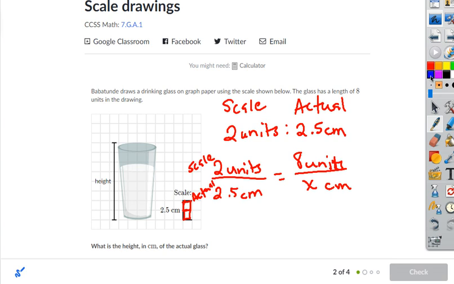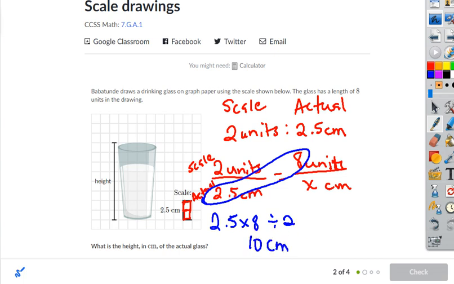So we're going to solve it by cross multiplying 2.5 by 8 and then dividing it by 2. And when you do that math, 2.5 times 8 divided by 2, you get 10. So this is going to actually be 10 centimeters. This glass is actually 10 centimeters tall. All right, so that's all you really had to do. Find the scale, write it as a fraction, write the number that's given, paired with the quantity with the same unit or same situation, and then solve for the number that they asked you for. So this answer should be 10 centimeters.